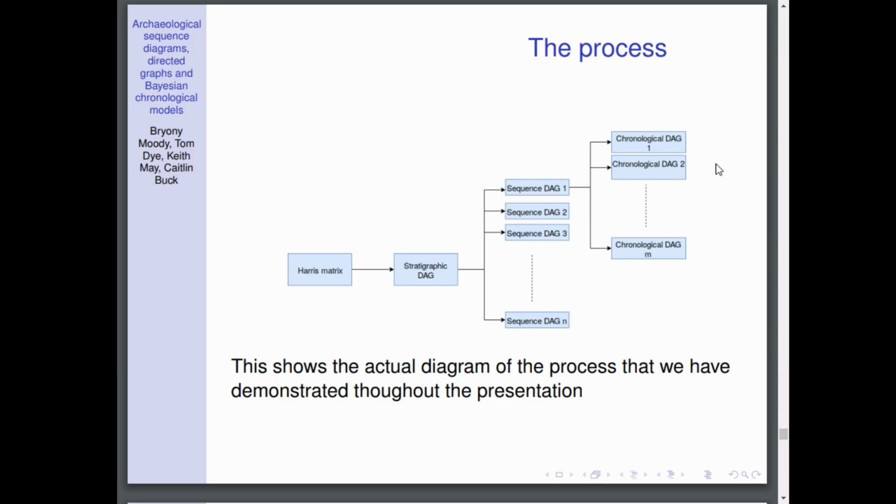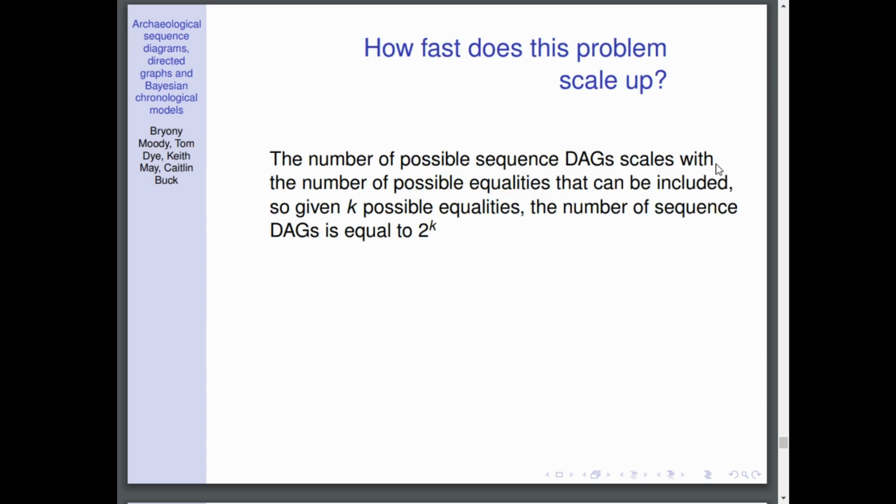So we start off with the Harris matrix, we then proceed to the stratigraphic DAG, but then we have multiple sequence DAGs that we can consider, and from each sequence DAG, we have multiple chronological DAGs that we can consider. So this sequence DAG number n here, there's n number of sequence DAGs. In our case, I said there was 32. How big does this problem scale up? So what does n equal?